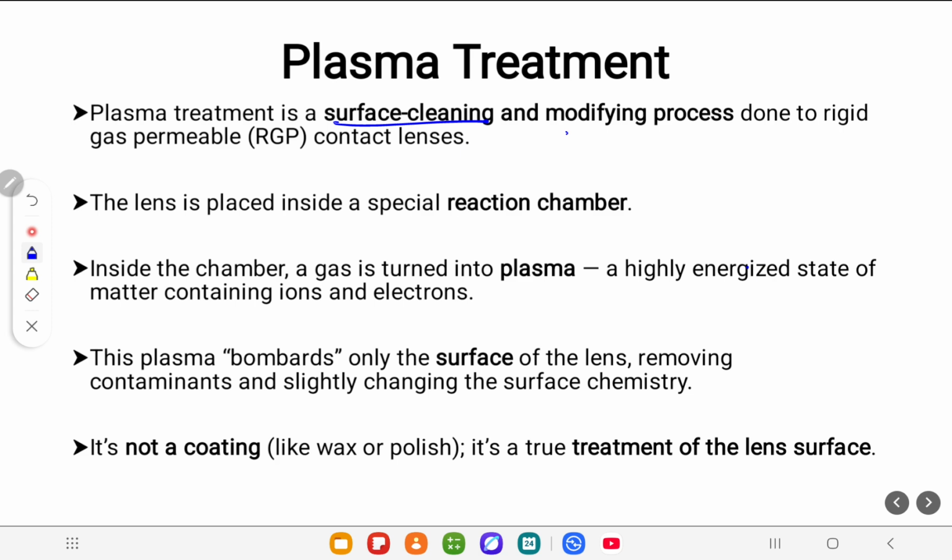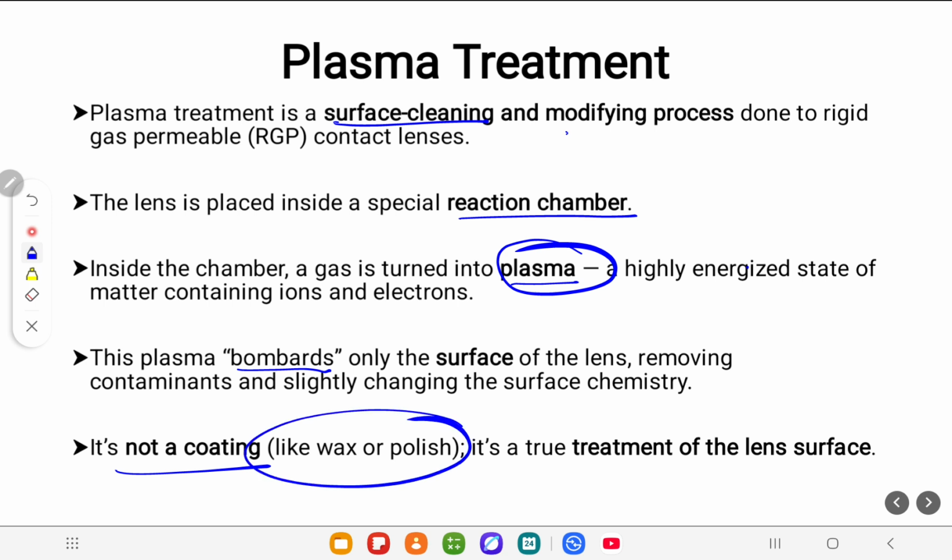The lens is placed inside a special reaction chamber. Inside the chamber, gas is turned into plasma, a high-energy state of matter containing ions and electrons. This plasma bombards only the surface of the lens, removing contaminants and slightly charging it, changing the surface chemistry. Basically, the plasma bombards the surface and removes the contamination from it. That's why it's not a coating. I have already told you, it's not a coating like wax or polish over the surface. It's a true surface treatment, not a coating.